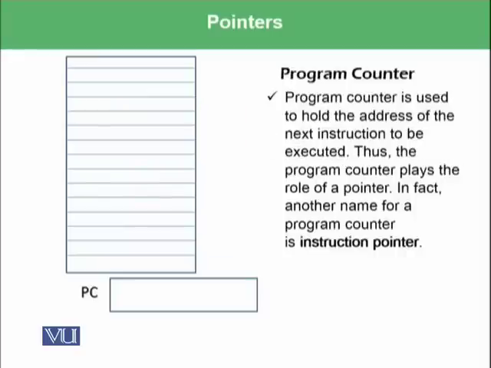One of the examples is the program counter, which we learned about in computer architecture. The program counter is used to hold the address of the next instruction. All of the instructions are available in the RAM, and the program counter holds the address of the next instruction to be executed. Thus, the program counter plays the role of a pointer because it is storing the address. In fact, another name for the program counter is the instruction pointer, because it is pointing to the instruction which is going to be executed in the next iteration.